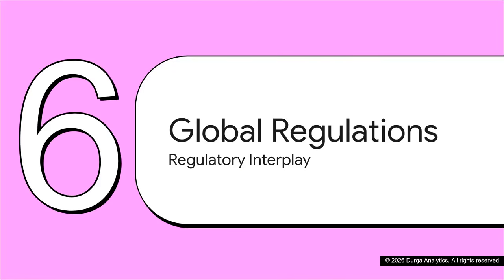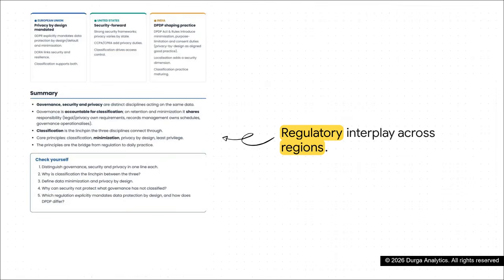Let's see how these principles are not just optional niceties, but the exact bridge to operationalizing global laws. Notice how the interplay adapts across different regions. In the EU, the GDPR explicitly mandates privacy by design. Over in the US, it's a very security-forward environment. And looking at India, the DPDP Act introduces strict minimization, but treats privacy by design more as an aligned good practice. But regardless of the region, classification is always the universal enabler that drives compliance.